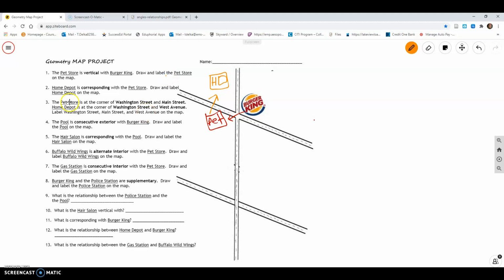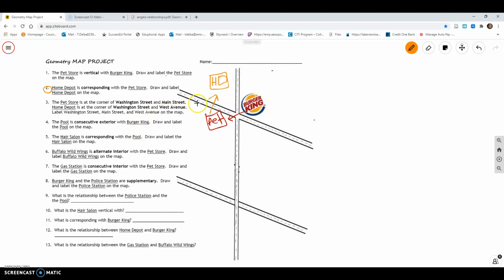Okay, so that was number 3, okay? So I'm going to put it in a circle. I'll go back up and do the 1 in a minute. All right, number 3. The pet store is at the corner of Washington Street, okay, and Main Street. Home Depot is at the corner of Washington Street and West Avenue. Label Washington Street, Main Street, and West Avenue on the map.